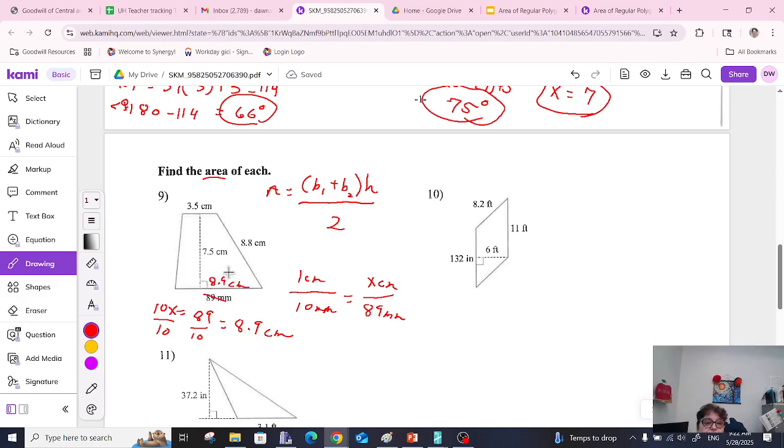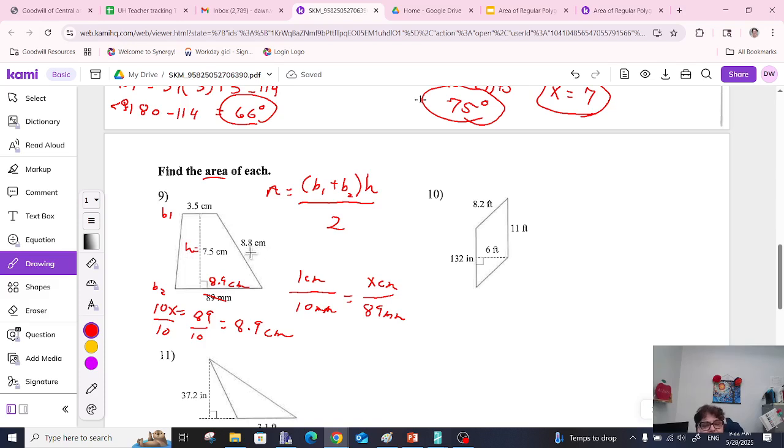Jordan, we're doing better with it? Yeah, okay, making better sense. Okay, good. So what is base 1? What is base 2? What is height? This one's height. And base 1, base 2. It doesn't matter which one you call base 1 or base 2 because I'm just adding them together, right?